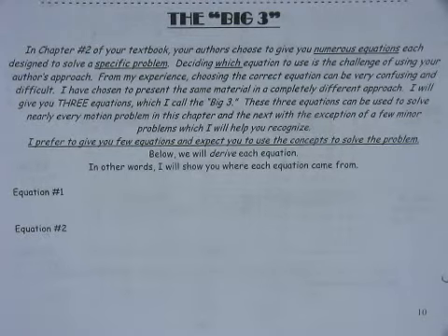So here it is. In example number 2 of your textbook, in chapter number 2 of your textbook, your authors chose to give you numerous equations designed to solve a specific problem. Deciding which equation to use is the challenge of using your author's approach. And actually, your author that you're using is the same author I had in my first couple classes of physics in college. And I remember when I was trying to read through and solve problems, boy, I got hammered trying to figure out which equation to use in which case, because he had 9, 10, 15 different equations, and I just had a hard time keeping track of all that.